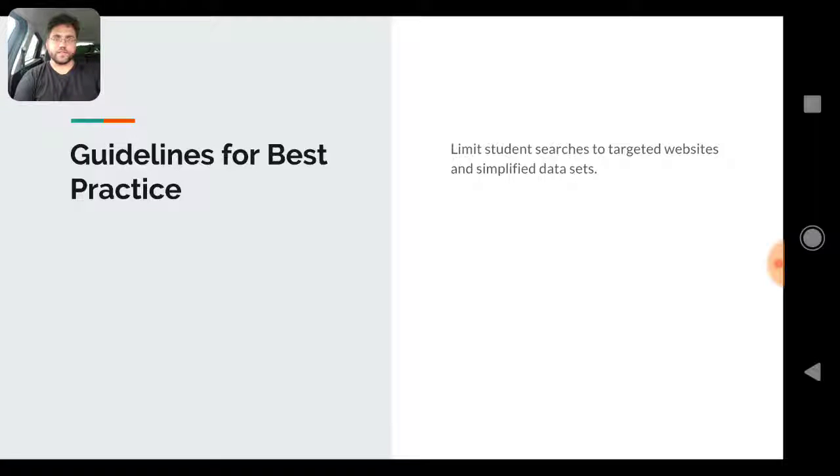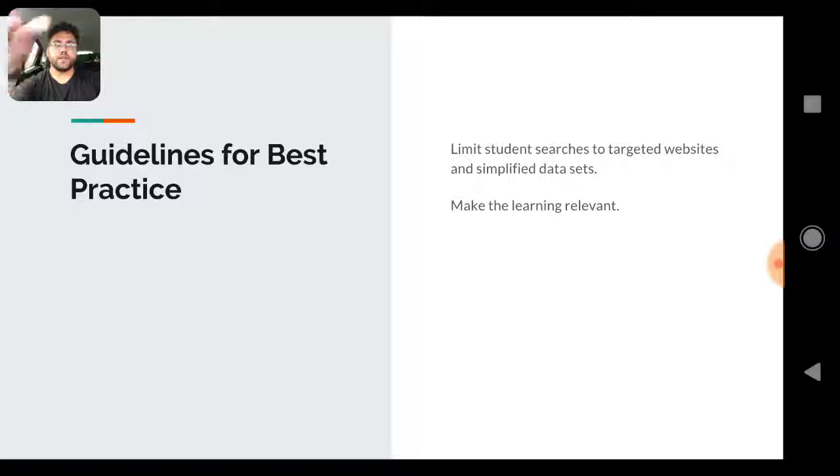So the guidelines for best practice were outlined in this article. The first one was to limit student searches to targeted websites and simplify data sets. As you know, if we just search randomly, we can end up finding a lot of information, a lot of times way too much information. It can be hard to find quality information also. So our job as teachers would be to just simplify that process for the students. Just having a bookmark bar would be good.